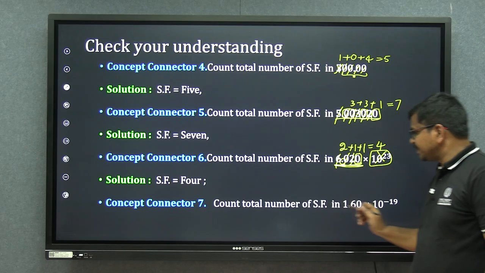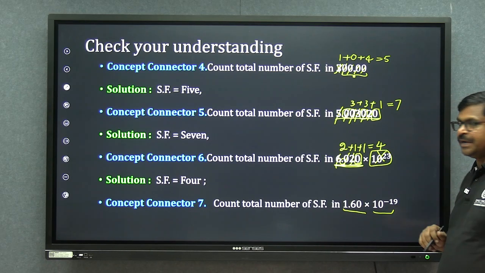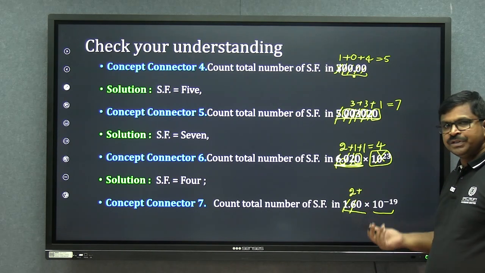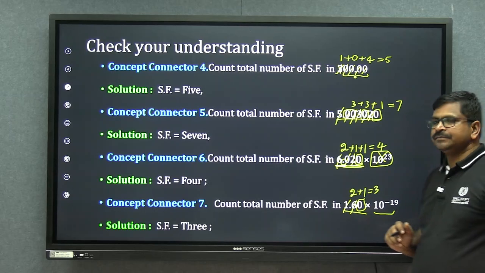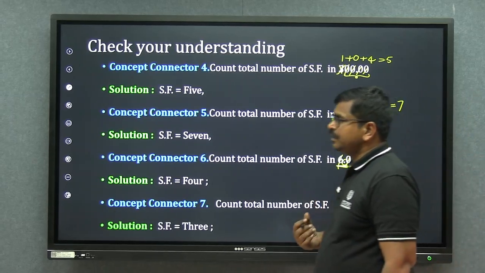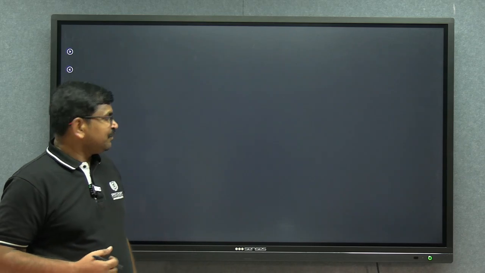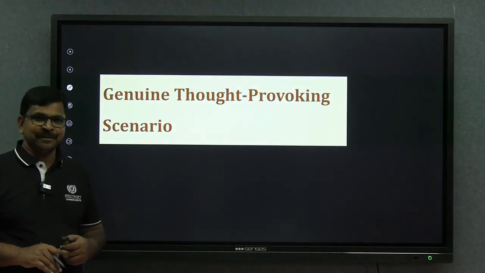Count total number of significant figures in 1.60 into 10 power minus 19. Here A value 2, B value 0, C value 1, total 3. So this is the way to handle significant figures. Now let us have a genuine thought-provoking situation here.